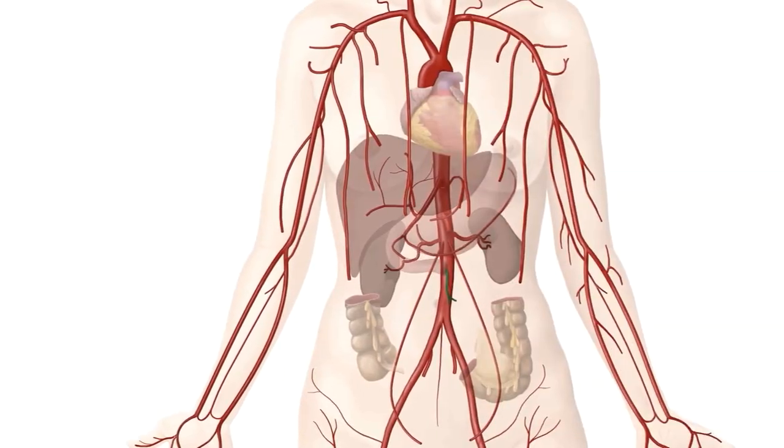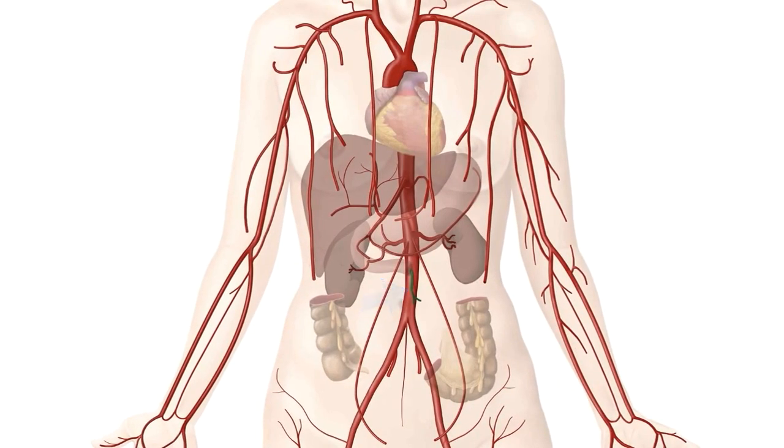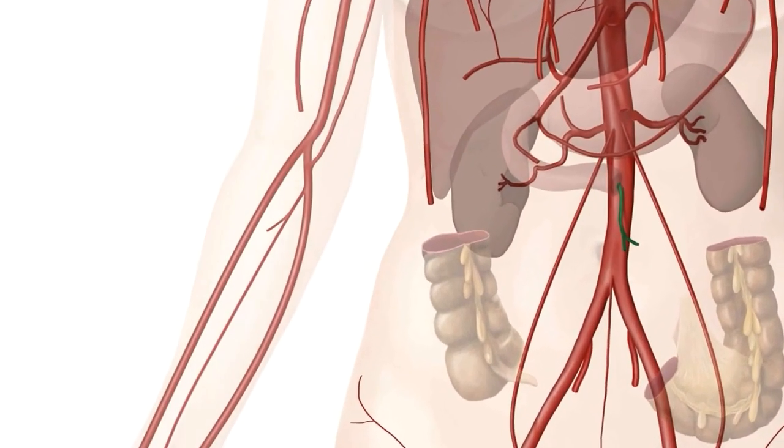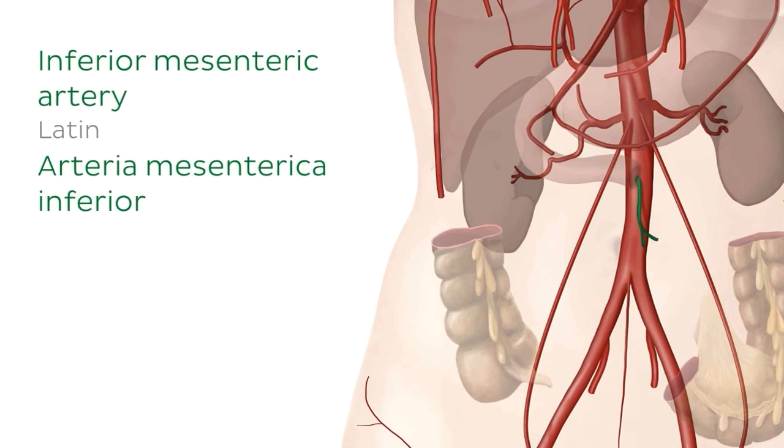The next artery we're going to be looking at today is located just here and is known as the inferior mesenteric artery, which is the third unpaired artery that arises from the anterior aspect of the abdominal aorta just here. This is around about the level of the third lumbar vertebra, L3. It's also inferior to the gonadal arteries that we just saw, which arise from here.